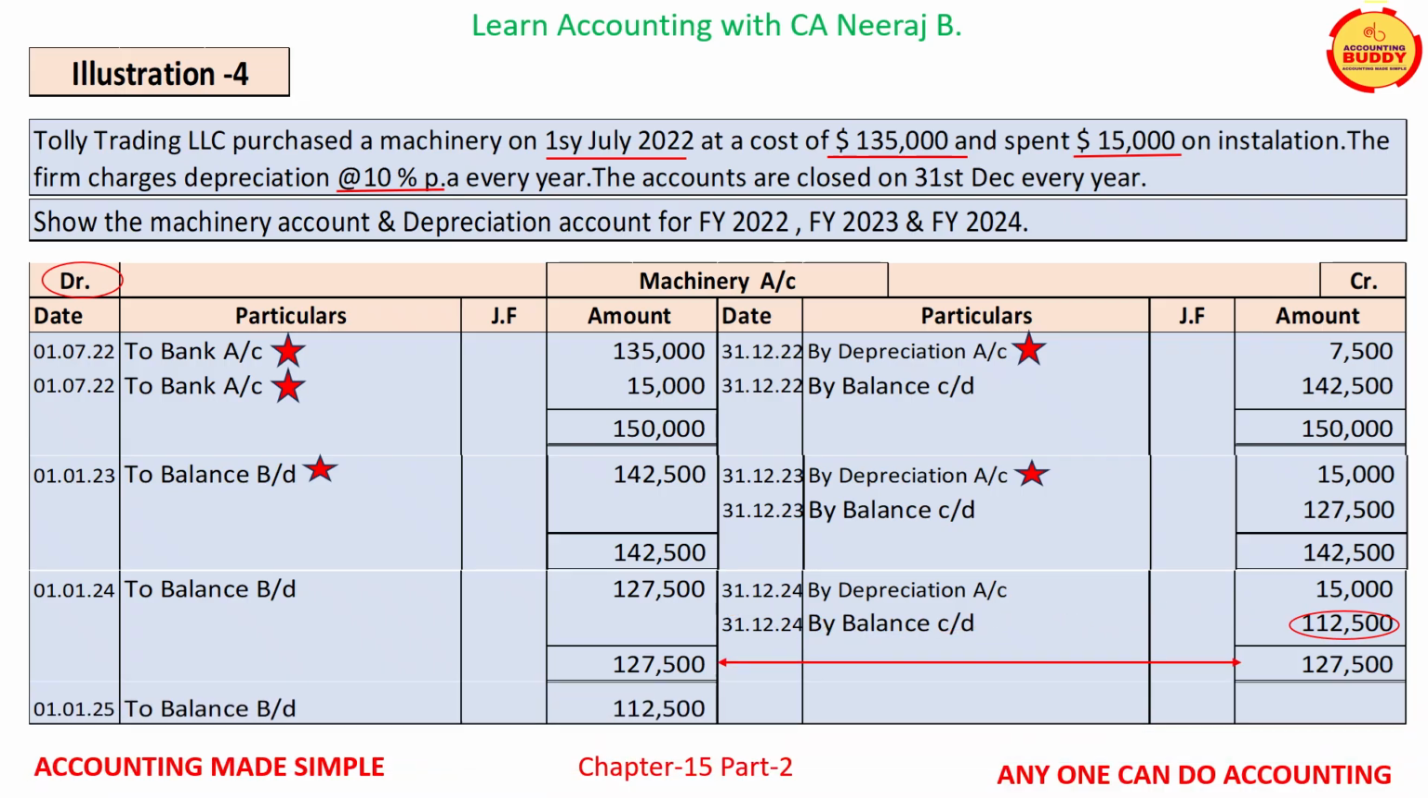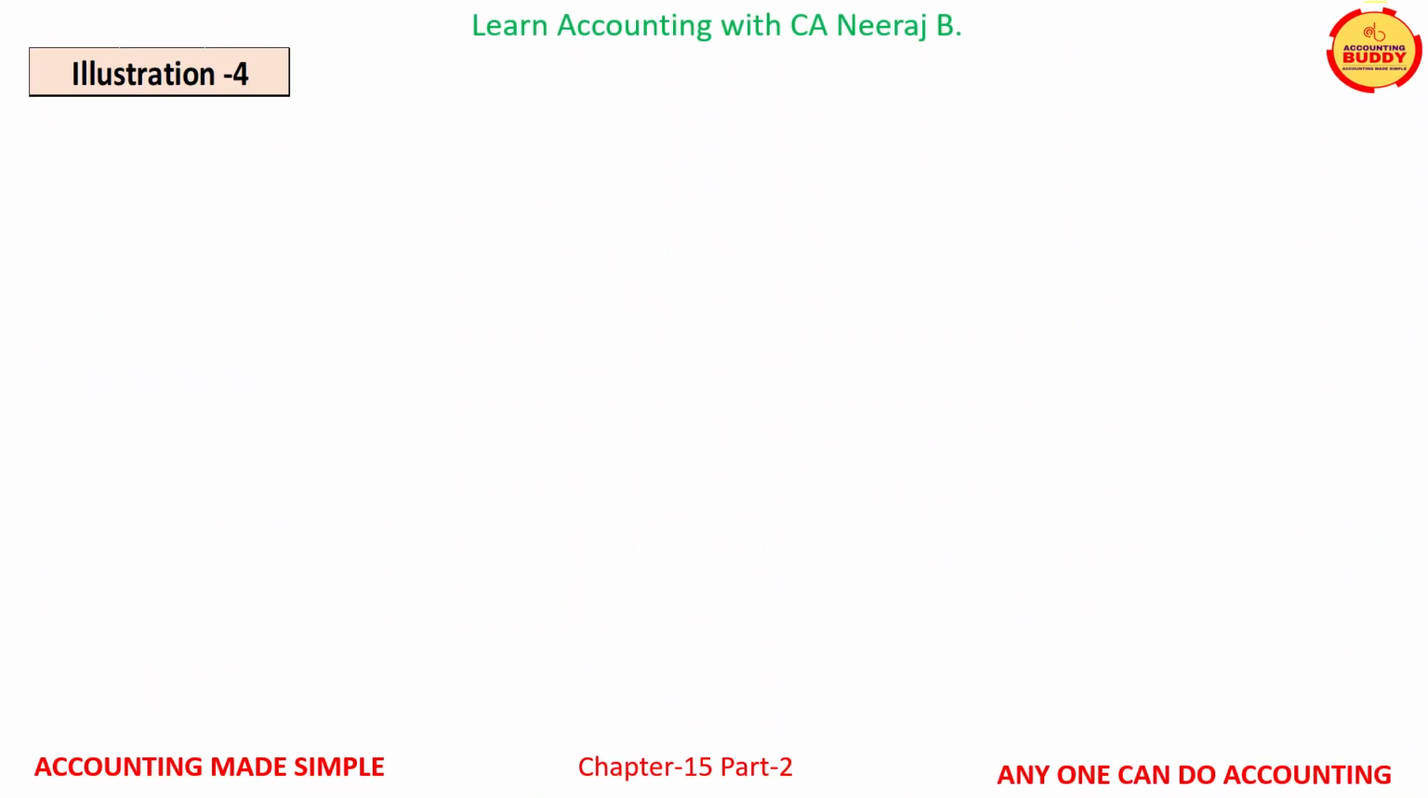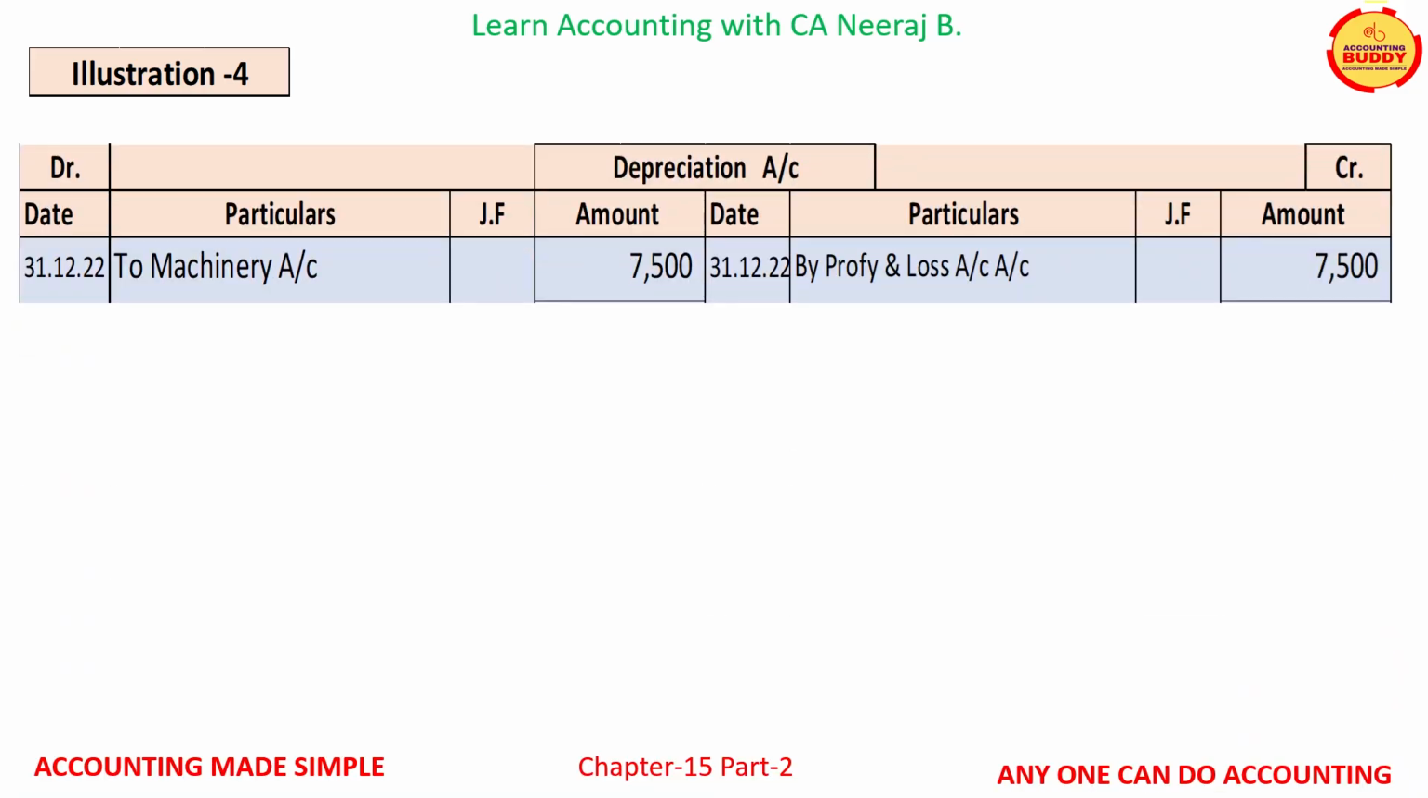Now the closing balance in the asset account for $112,500 as on 31st December 24 will become the opening balance as on 1st January 2025 and will be written on the left hand debit side of the machinery account by writing the words to balance brought down. Depreciation account for the financial year 2022 is displayed on your screens.